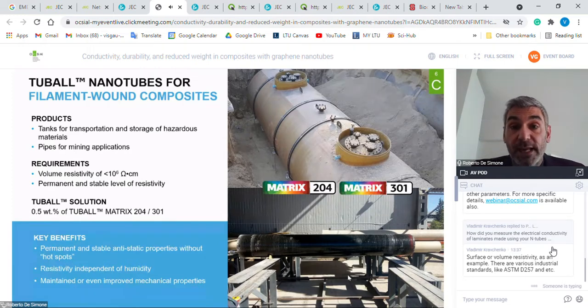In this case, you can use two different Tubal Matrix grades, 204 for vinyl ester and polyester, or Tubal Matrix 301, but both with only 0.8% of Tubal Matrix 204, which means, because it's a 10% concentrate, only 0.05% of Tubal, you can achieve a volume resistivity less than 10 power 6 ohm centimeter. And this level of resistivity is permanent and stable. So the benefit is really high compared with other standard materials.